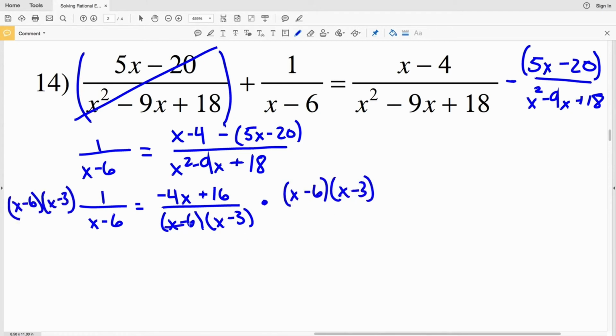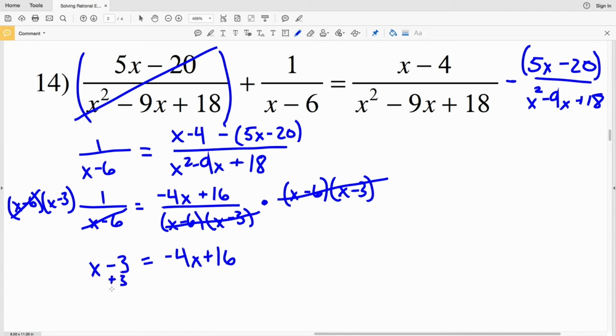You'll see that on the right-hand side, that denominator will be canceled out. So I'll have negative 4x plus 16, and that's going to be equal to, on the left-hand side, x minus 6 cancels out. And we have 1 times x minus 3, which is x minus 3. Now I'm going to combine like terms.